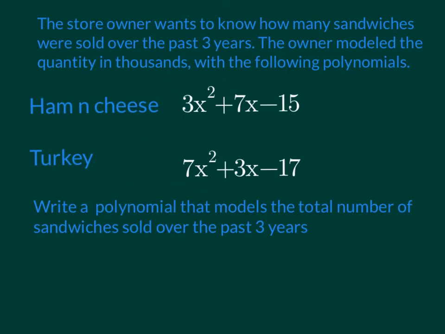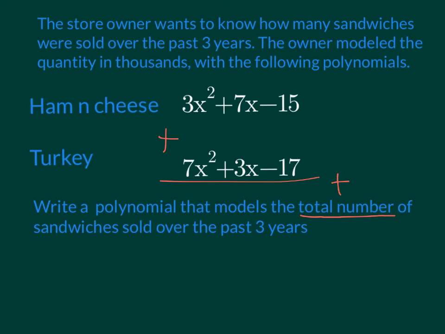Our last problem is a story problem here. Reading this, we have ham and cheese. We have a polynomial for that. And we have turkey, another polynomial. We're trying to figure out what will represent the total number of sandwiches over the past 3 years. Well, total. What does total mean? If we're finding the total number in this type of problem, we're going to add these polynomials together. So we're really just going to add them together, all right? I actually like how it's set up here.